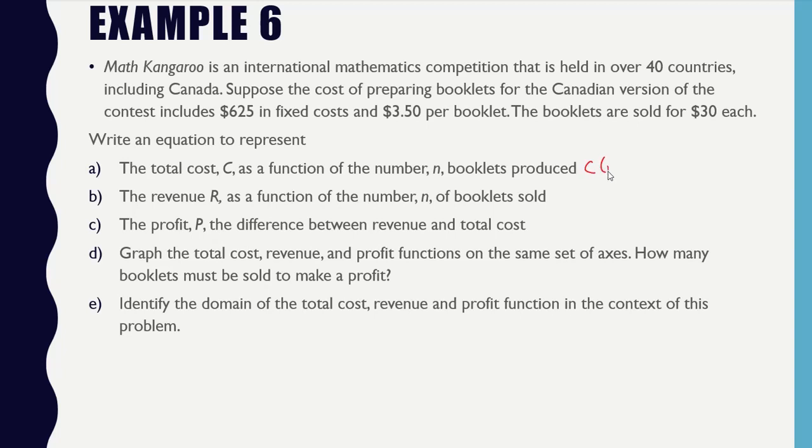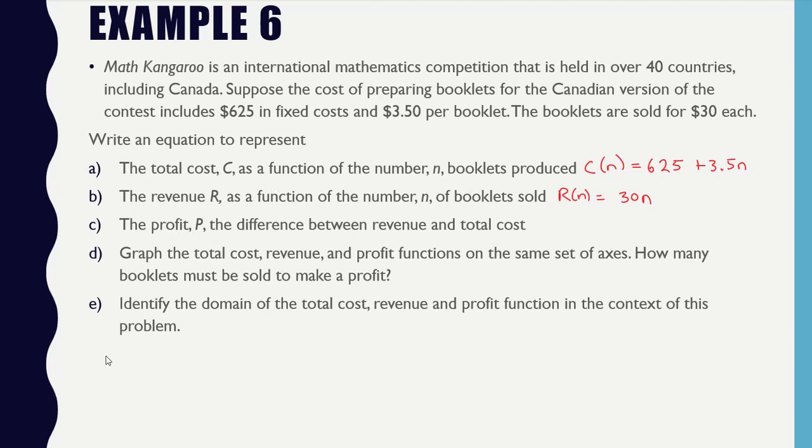So here we're going to have C of N. And we're told that there's $625 just as a fixed cost plus $3.50 per booklet. So $3.50N. B, the revenue as a function of the number N of booklets sold. So our R of N. And we're told that we have $30 per booklet, so 30N.